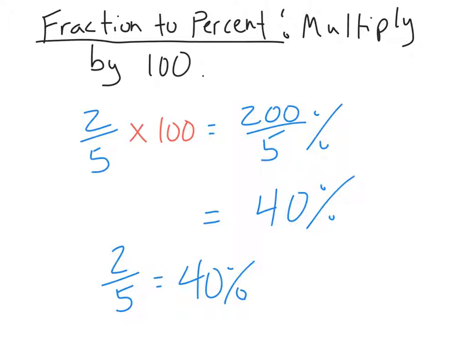Fraction to percent, we're going to multiply it by 100. This is technically what we're doing with a decimal as well, if you think about it, because multiplying by 100 just means you're going to move the decimal twice to the right. So it really is the same thing, we're just multiplying it by 100.